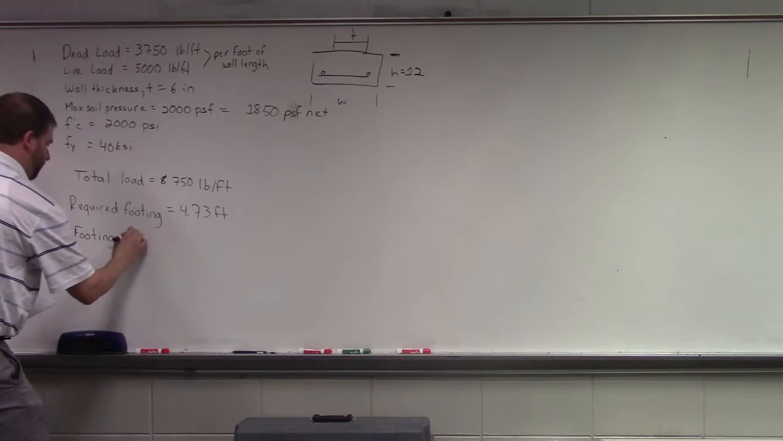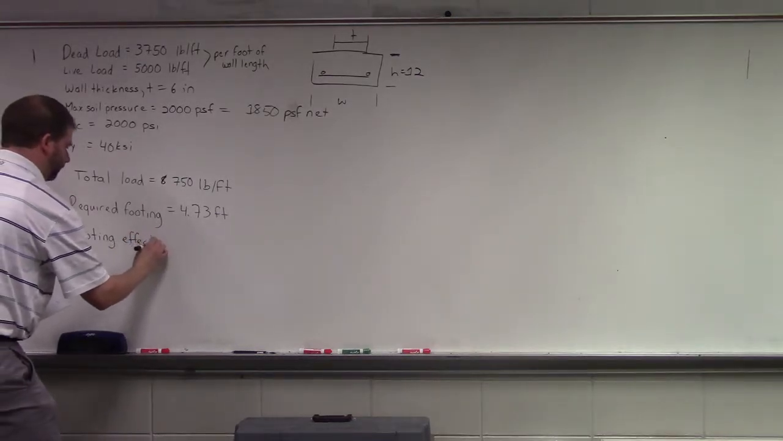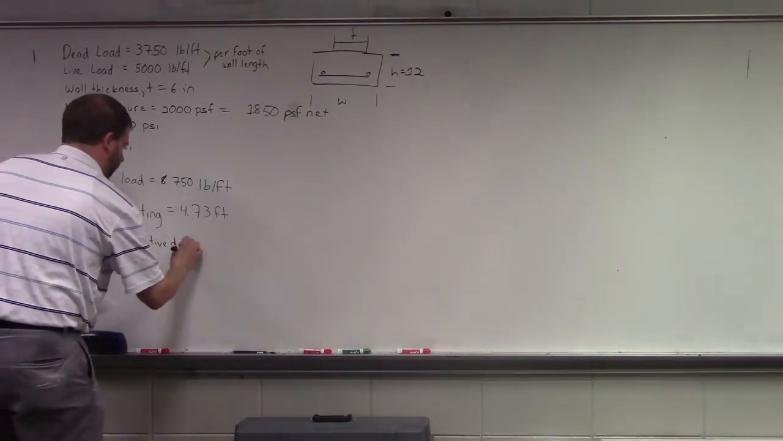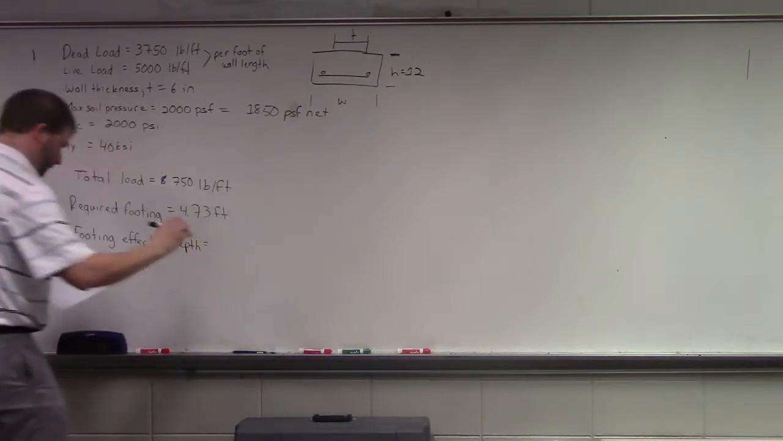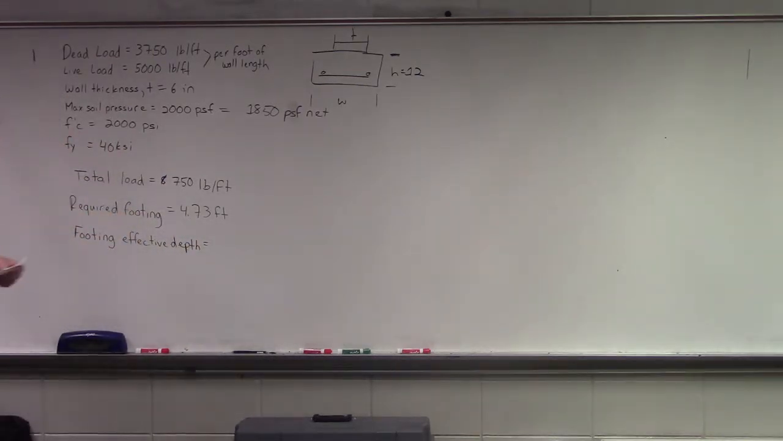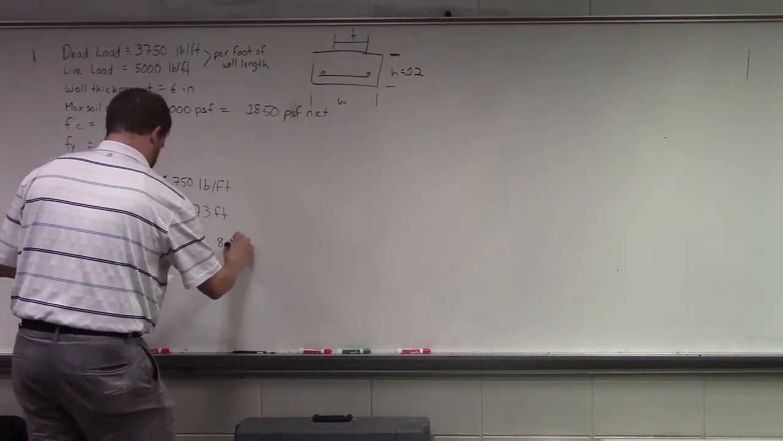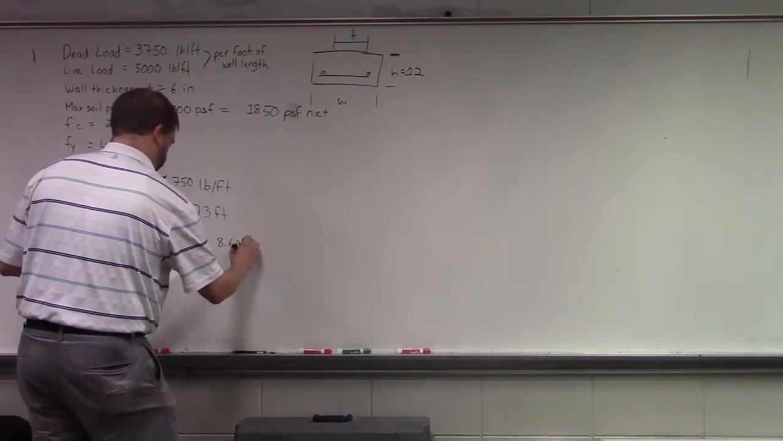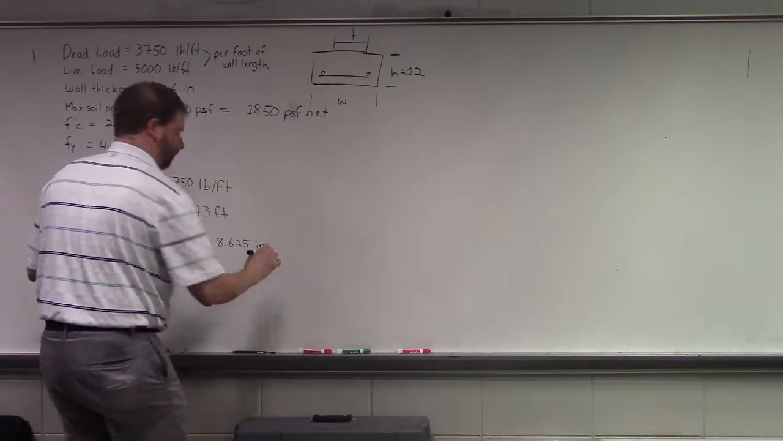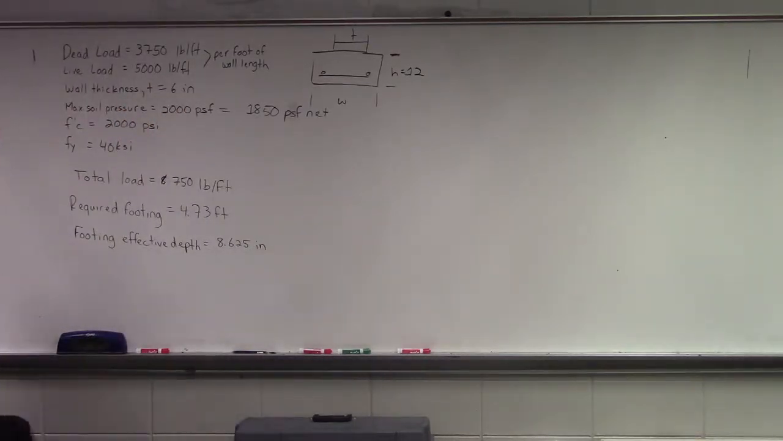What is the footing effective depth? It's your height minus your bar diameter divided by 2, so minus 0.5, minus your cover. So what was H? We came up with 12 inches.